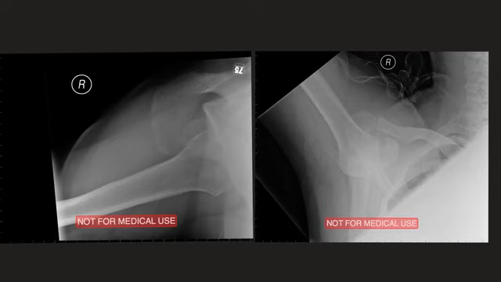This is the last case. On the right here we have an AP film, and on the left we have an axial film. You can see that the patient has presented with their arm abducted, and the humeral head has moved inferiorly in relation to the glenoid. This is in keeping with luxatio erecta. On the axial film, you can see that the glenoid is not at all congruent with the humeral head.